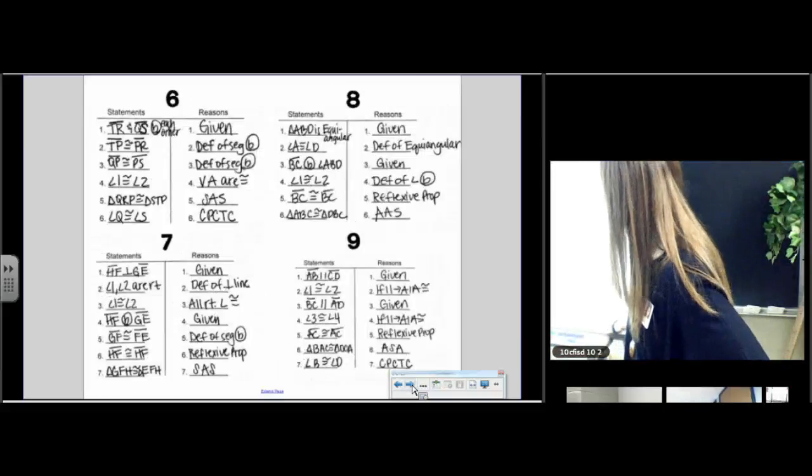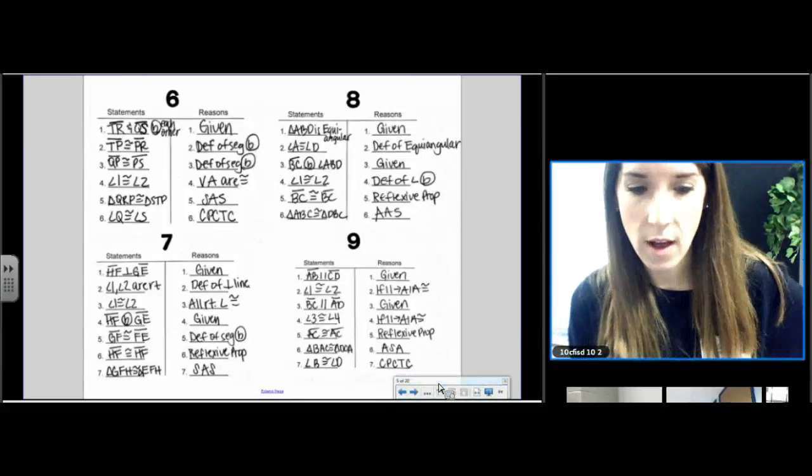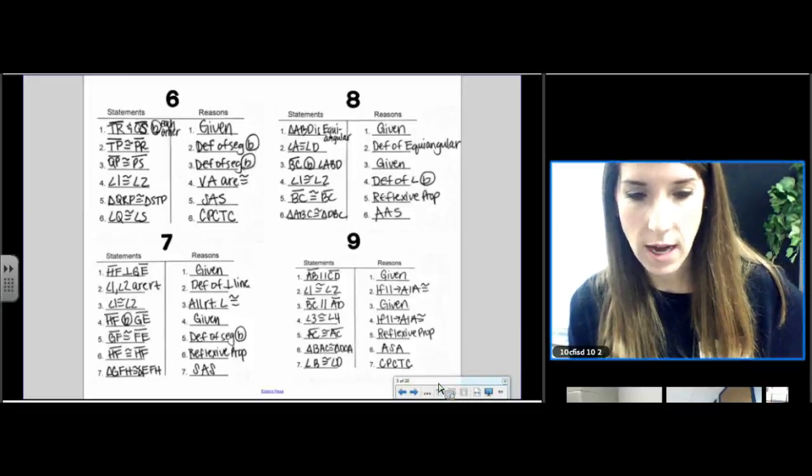Okay, ready? Here's the next page. I worked number 7 and number 9 on my homework help. So if you're having trouble with proofs before the test, you can go and watch me work number 7 and number 9 if necessary.